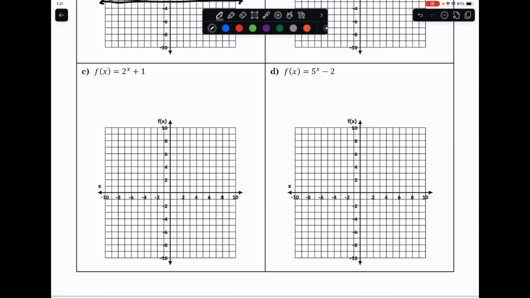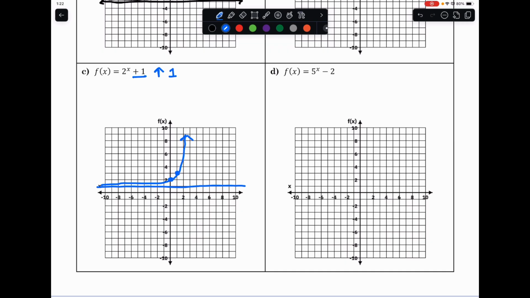So let's just finish off the rest of this page for the last 2 examples. So here, for letter C, plus 1 is going to shift the graph up 1 unit. So that puts the horizontal asymptote right here at 1. Our y-intercept would be at (0, 2) because it's going to shift from (0, 1) up 1 unit. And because the base is 2, (1, 2) is going to shift up 1 unit to (1, 3). So our graph will look like that.